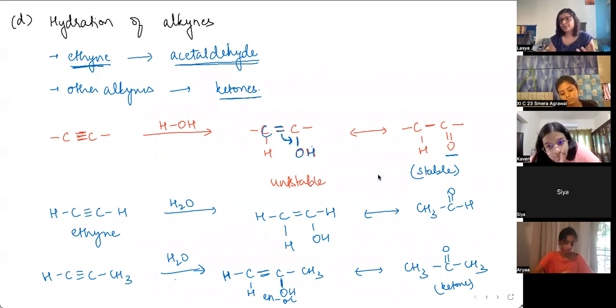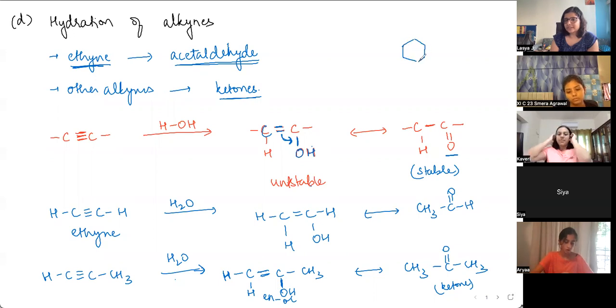In resonance, the whole electron cloud is spread throughout. For example, in benzene's resonance, you have the basic hexagon and the pi electrons are spread throughout. So there's always delocalization of electrons.